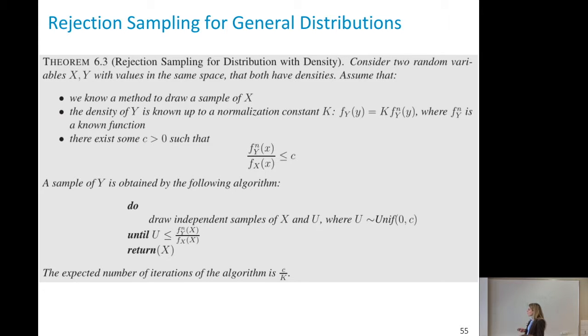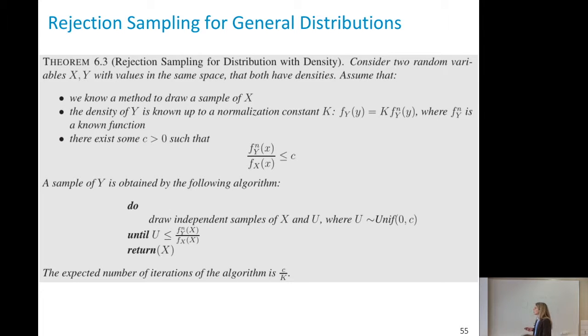And then, if u is less or equal than this quantity here, fYn over fX, evaluated at x, where x is the sample we obtained above. If this is true, then we return x, and this is our sample. Otherwise, we repeat the process. The expected number of iterations of this algorithm is c, which is this constant, over k, the normalization constant, and we may not be able to compute the exact expected number of iterations because we may not know the normalization constant k.